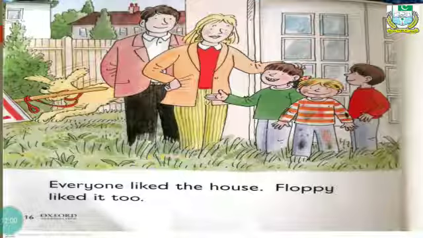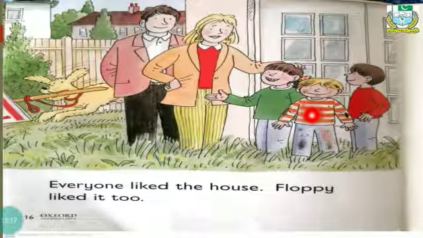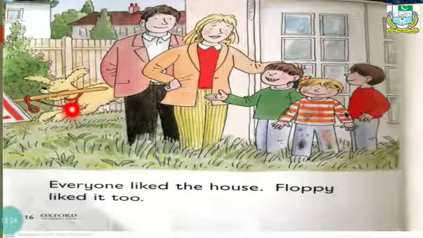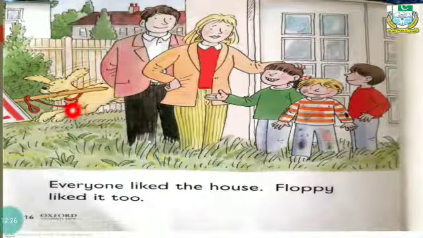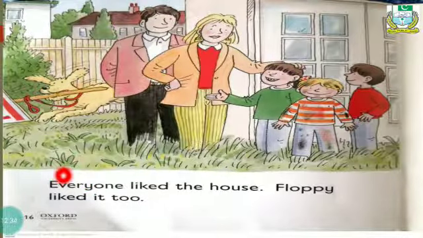Okay, here we are on page number 16 and we can see the whole family gathered down in the garden. Here we can see dad, mom, Biff, Kipper with very dirty clothes and Chip and Floppy. Floppy coming, running about to join the family. And what happens? Let's see.